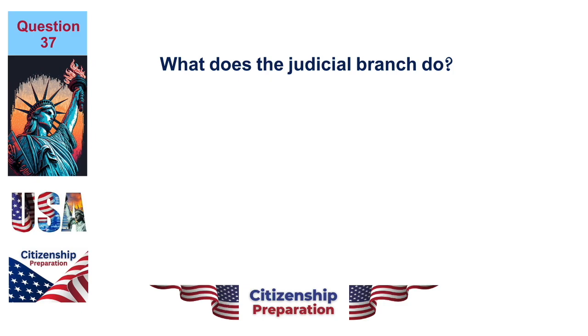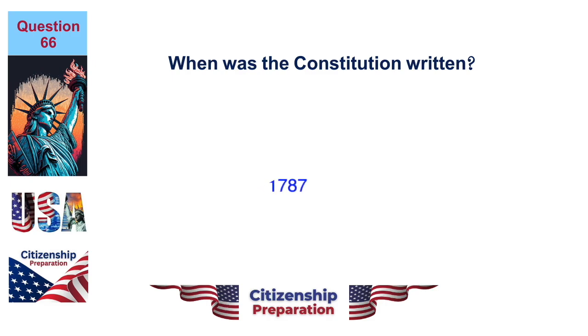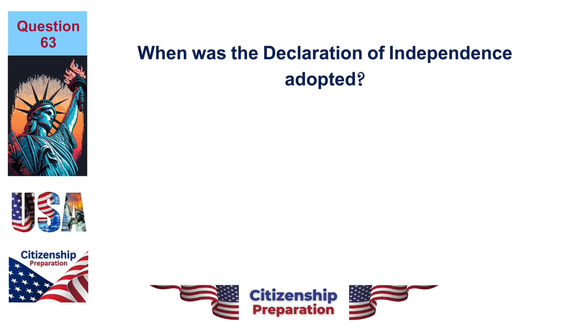What does the judicial branch do? Reviews laws. When was the Constitution written? 1787. When was the Declaration of Independence adopted? July 4th, 1776.